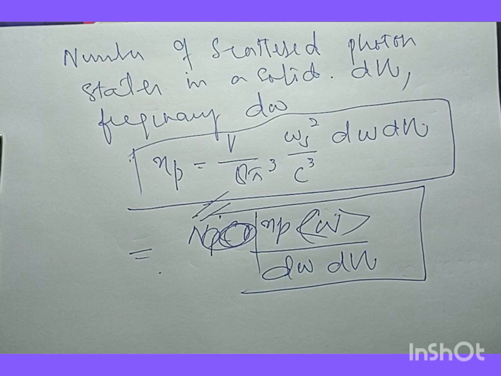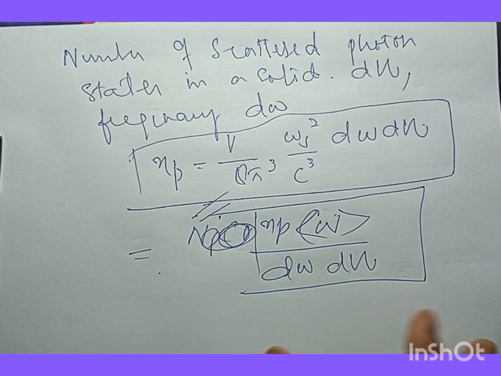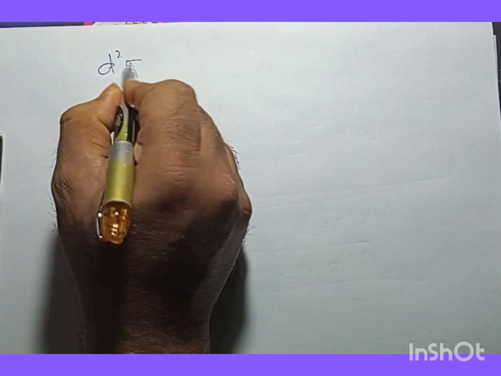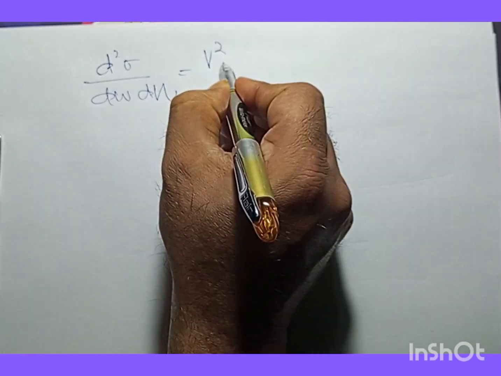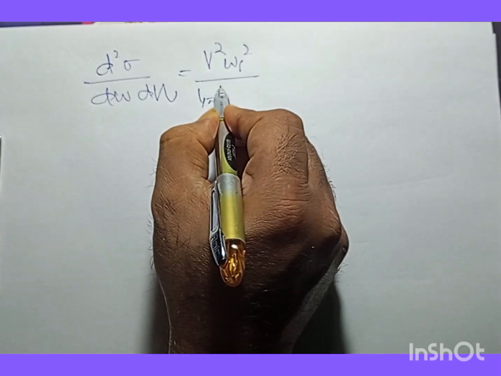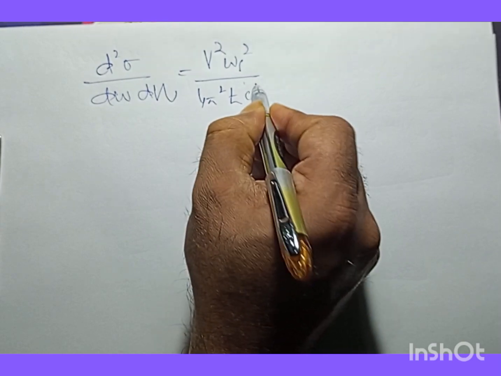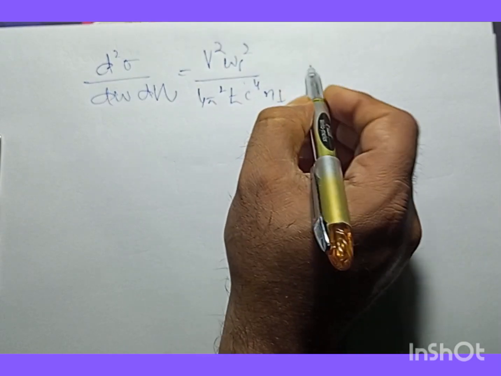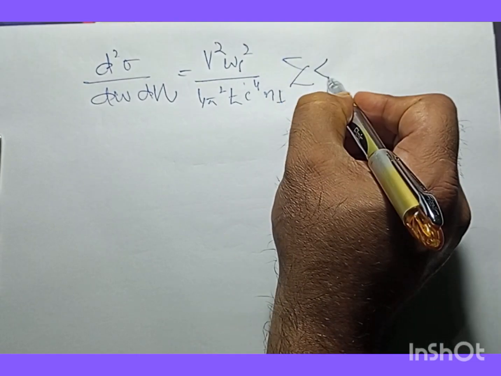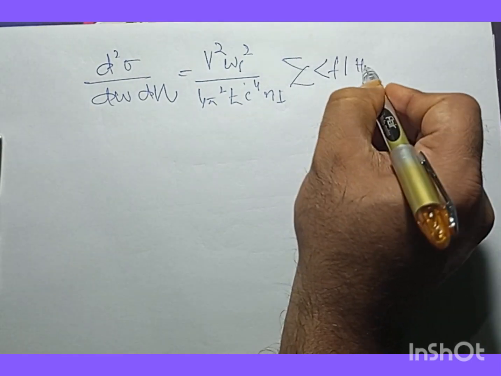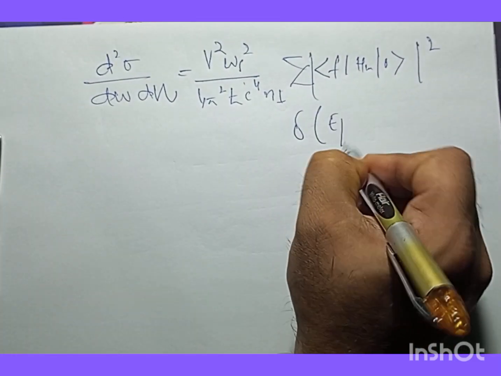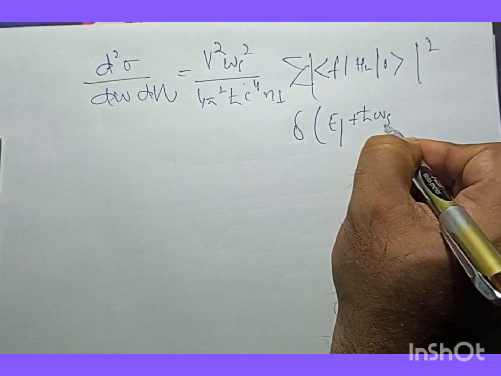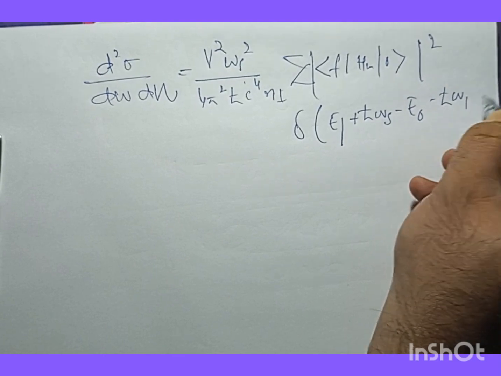And this scattering cross section we can write down in a mathematical form as d²σ by dω dΩ (solid angle) is V² ω_s² by 4π² ħ c⁴ n_I, and then sum over the matrix element ⟨f|H_interaction|0⟩, and this is whole squared, and then we have the delta of E_f plus ħω_s minus E_0 minus ħω_1.